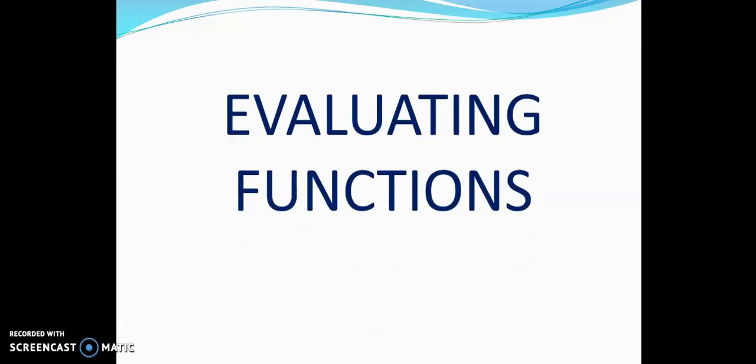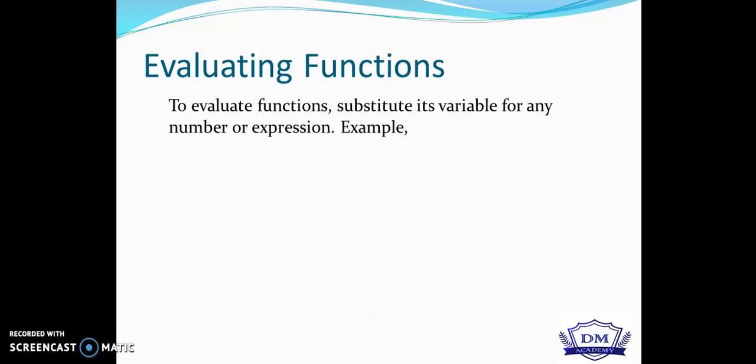Okay, so our topic for today is evaluating functions. How do we evaluate functions? To evaluate functions, all you have to do is to substitute its variable for any number or expression. So basically, we will just use a substitution method here to evaluate functions.